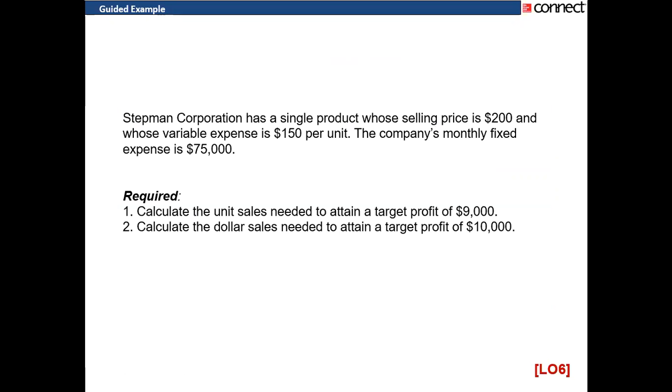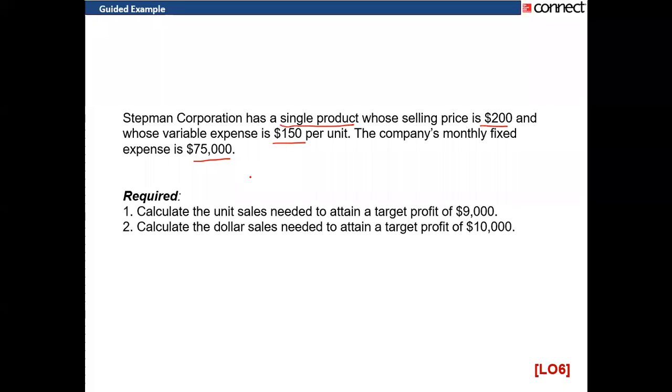What is the problem about? Stepman Corporation has a single product. So you understand it is a simple problem as long as it has a single product. This company's single product selling price is $200 and the variable expense is $150 per unit. The company's monthly fixed expense is $75,000. So this is the information given.